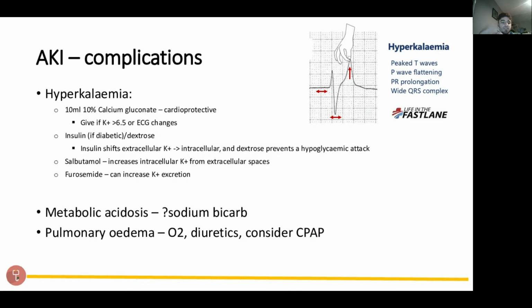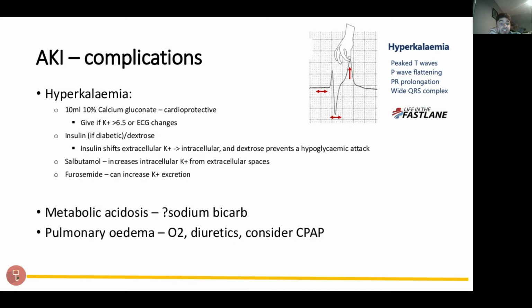So someone's hyperkalemic. As we said earlier, we need to do an ECG. If we can, we're going to put them on a cardiac monitor. And if they've got ECG changes, or if their potassium is more than 6.5, then we'll consider calcium gluconate. Okay, this is going to be 10 mils of 10% calcium gluconate. And this is cardioprotective. The point of this is you're protecting the cardiac membrane, stabilizing it and reducing the risk of an arrhythmia, which can be life-threatening in hyperkalemia, okay?